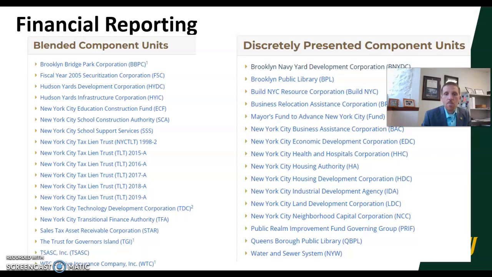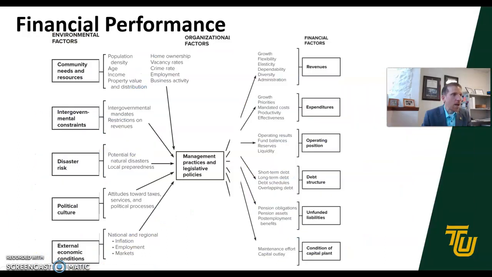Okay, but these are all examples of blended component units, so kind of more wrapped up into that primary government versus discretely presented, which is kind of more off to the side, if you will.